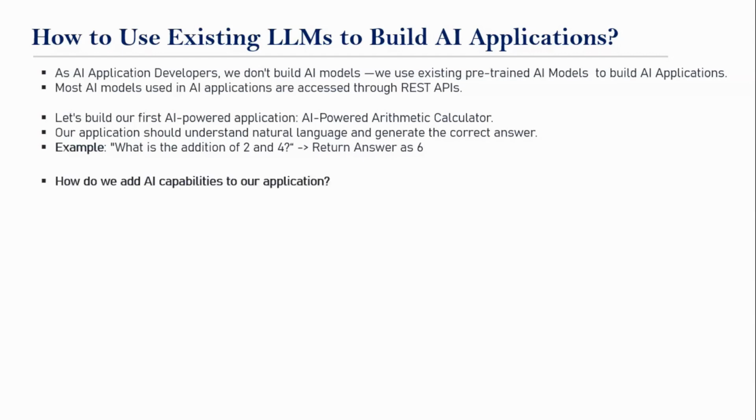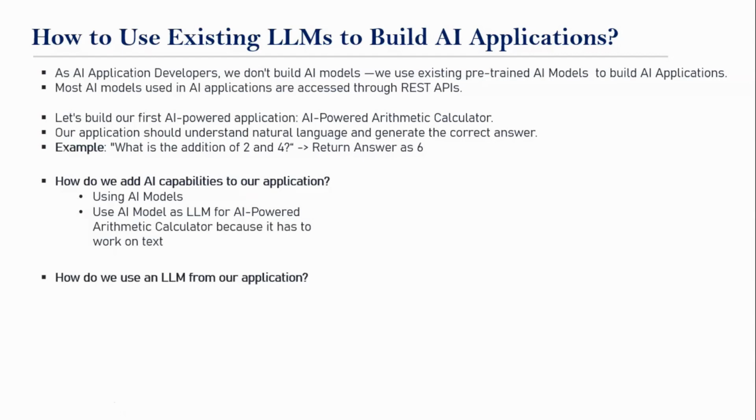Now the question is, how do we add artificial intelligence capabilities to our application? Very simple, using AI models. We are using AI models to provide artificial intelligence to our applications. And here we have to use that AI model as an LLM because our AI powered arithmetic calculator has to work on text. That's it. Now the next question is, how do we use an LLM from our application?